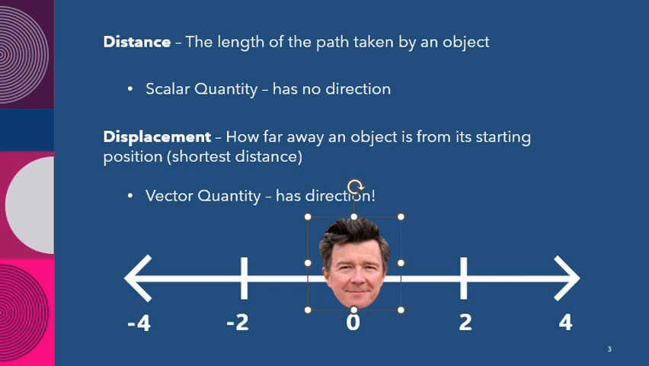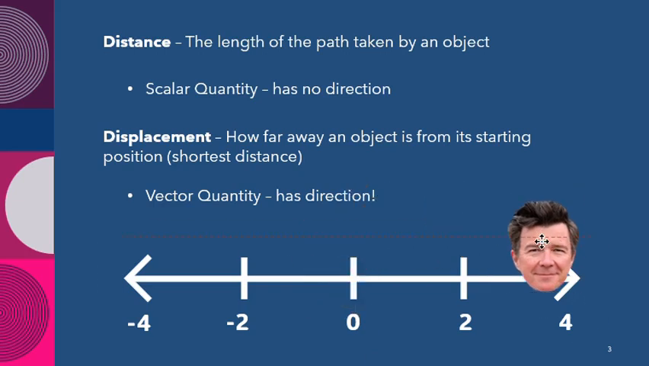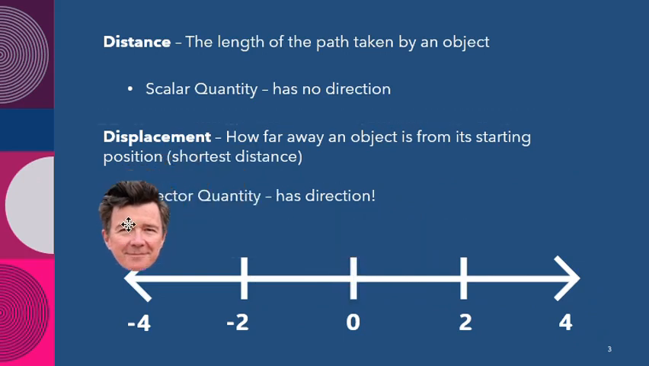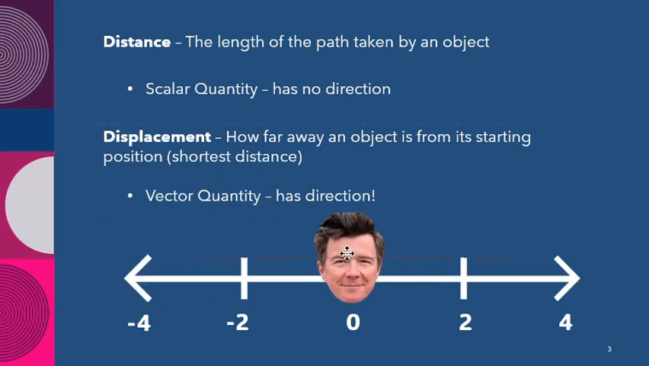But now let's make things a little bit more complicated. Let's say that Rick starts at 0 and goes over to positive 4, over to 0, over to negative 4, and then back to 0. Now what's his distance? Well, let's see. He traveled 4 to get to here, then 4 to get back, then another 4 to get to here, and then another 4 to get back to 0. So that's 4, 8, 12, and 16 units is his total distance.